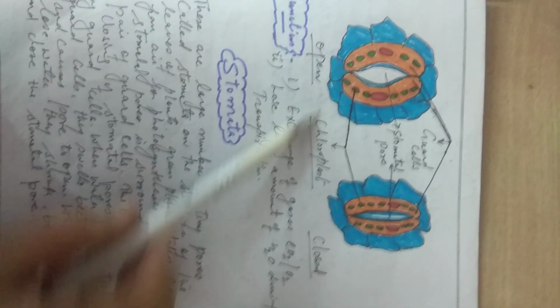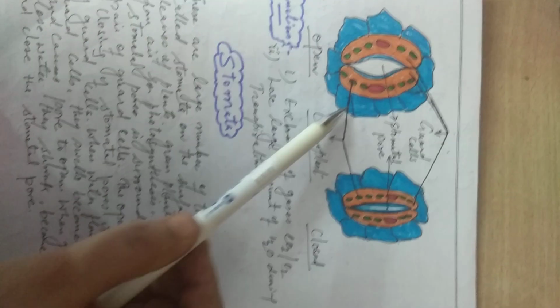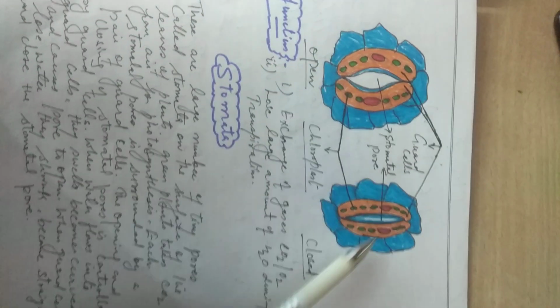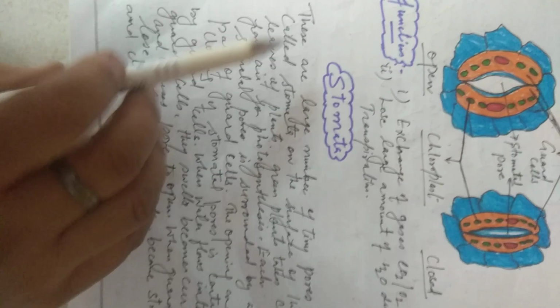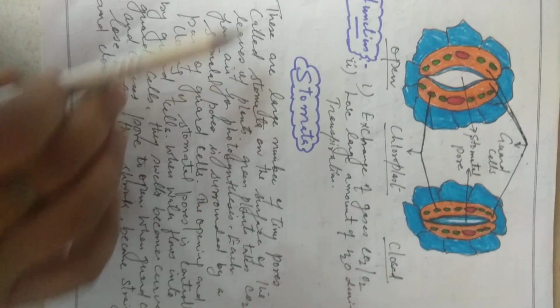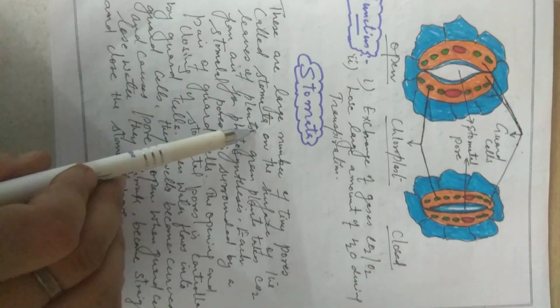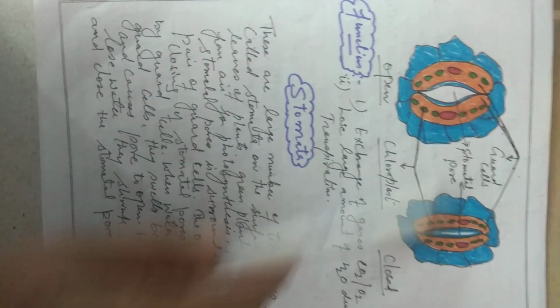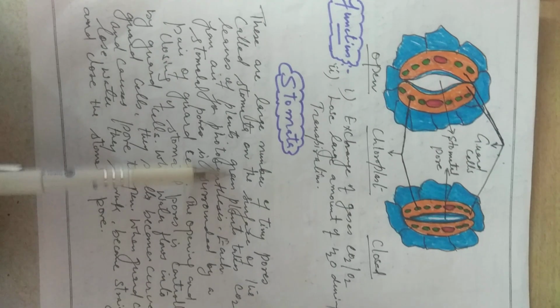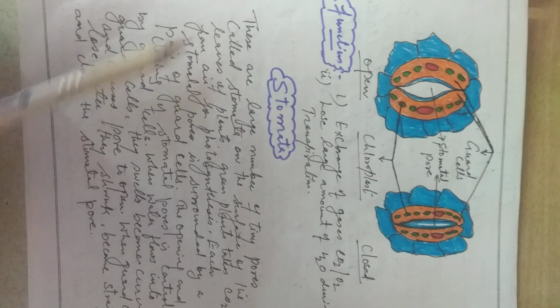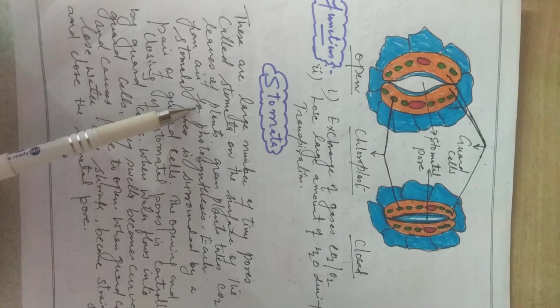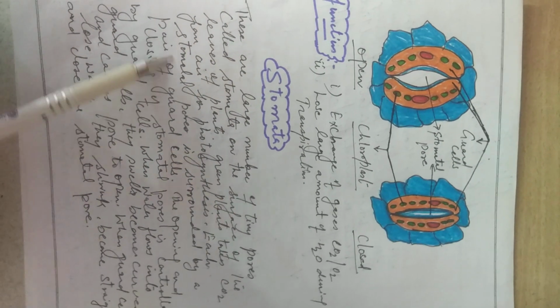This is a picture of stomata. These are guard cells, chloroplasts. This is an open stomata. This is a closed stomata. Now, what is stomata? These are a large number of tiny pores, stomata, present on the surface of the leaf of the plant. Where are they present? On the surface of the plant's leaf, on the lower surface of the leaf mainly. Green plants take carbon dioxide from the air for photosynthesis. Each stomata pore is surrounded by a pair of guard cells.